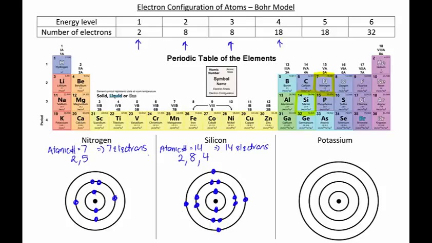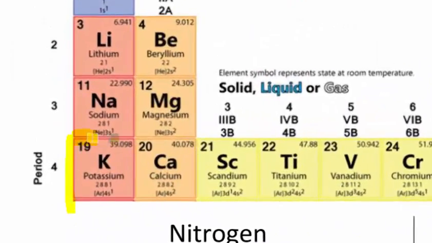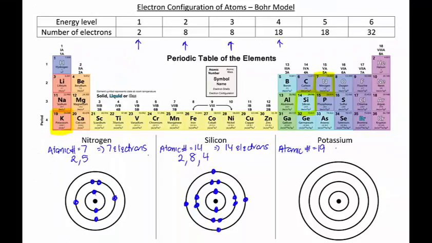Okay, potassium. On the periodic table, potassium's over here. The atomic number of potassium is 19. So that means we have 19 protons and 19 electrons. We can have 2 in our first energy level, then 8, so that's 10. So we've got 9 left, so the third one can be full, and that'll leave 1. You can see I've drawn another energy level here.